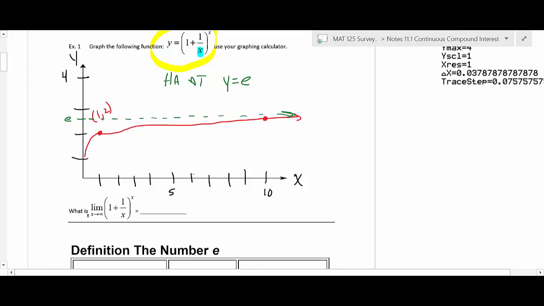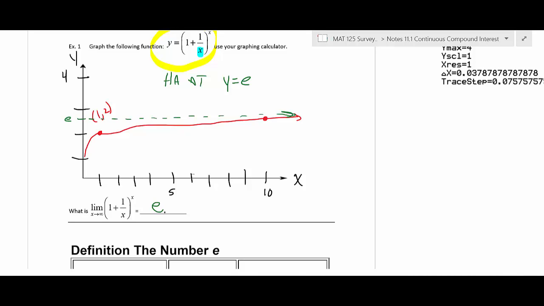The other thing I want you to write down is this. So we've learned about limits. If you're doing a limit of this function as x approaches infinity, what does it look like it is? Looks like it's e, exactly. Okay, so that's a definition of what e is. It's basically that particular function.